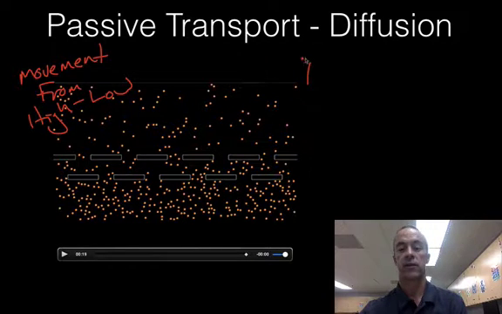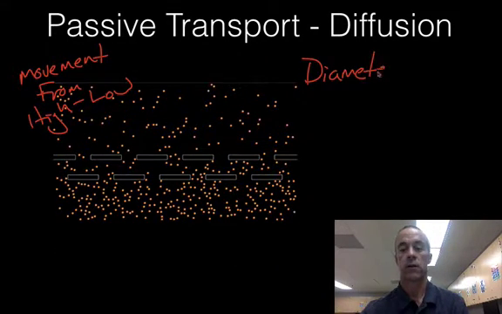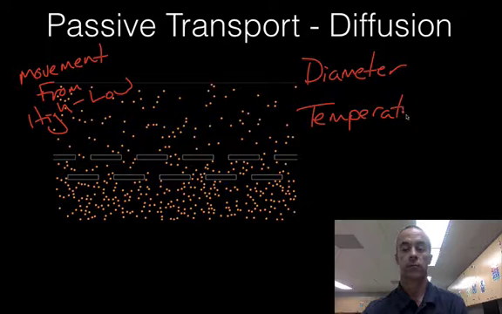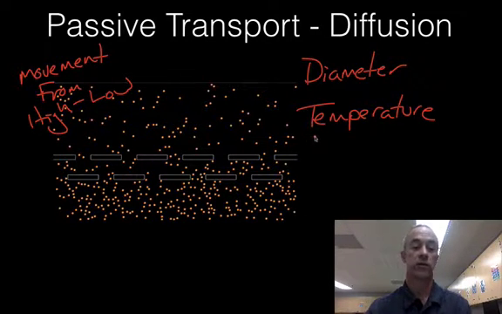The first of those is diameter. Bigger objects are going to diffuse more slowly. Smaller objects are going to diffuse more quickly. Along with that, we have temperature. High temperature is going to cause a more rapid diffusion. Low temperature is going to cause a slower diffusion. This is really easy to see if you've ever noticed the difference between trying to stir sugar into a cup of hot tea. You put that sugar in there, you stir it up, and it dissolves really quickly. You put sugar into iced tea, and you stir it up, and it takes a lot longer to dissolve because the molecules are moving much more slowly.